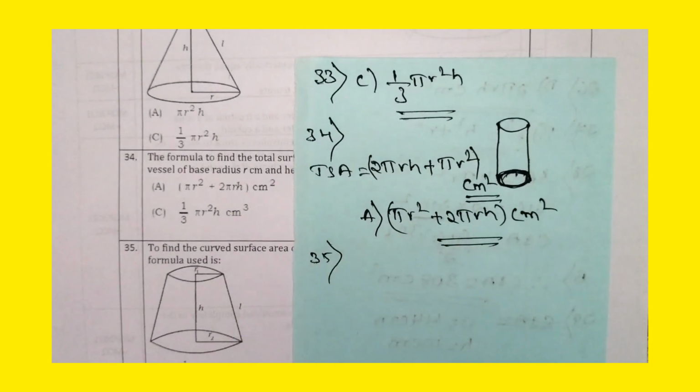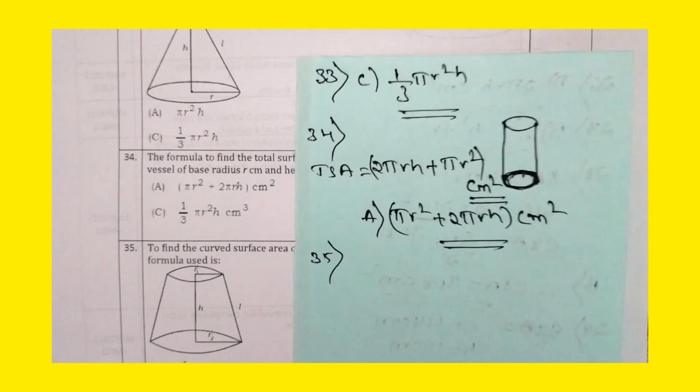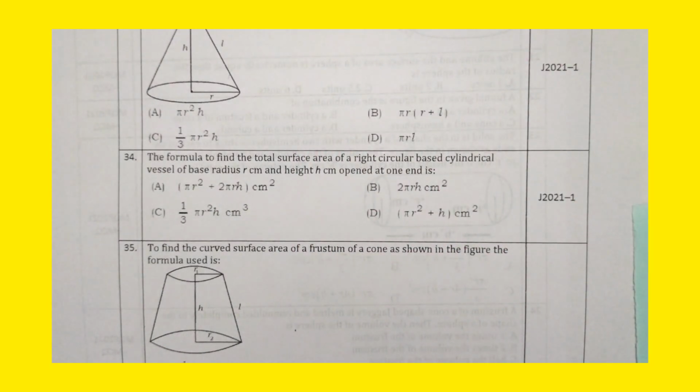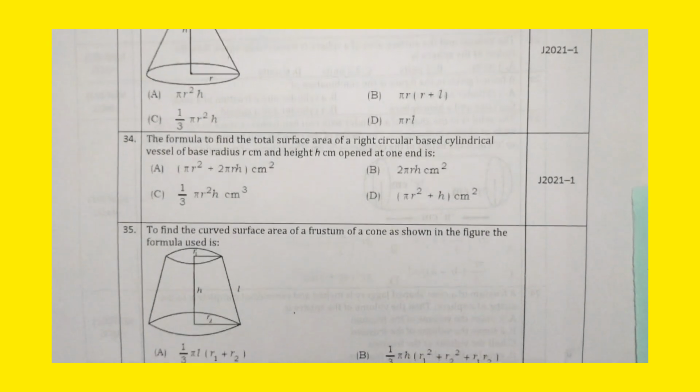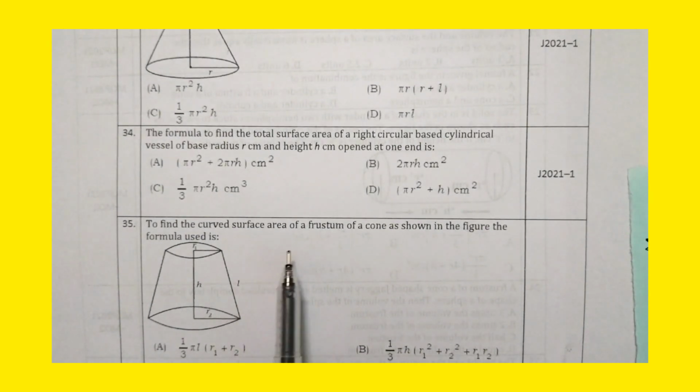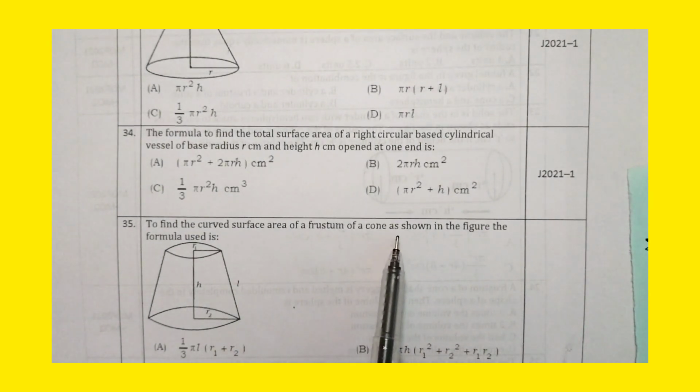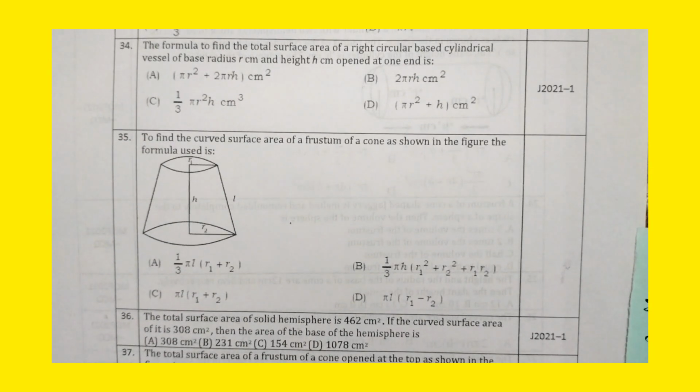question. Now let us move for 35th question. So the 35th question is to find the curved surface area of a frustum of a cone as shown in the figure, the formula used. So we have to find out the curved surface area. So curved surface area of a right circular based cylindrical vessel ಅಂತ ಕೊಟ್ಟಿದ್ದಾನೆ. ಸೊ ಬೇಸ್ ರೇಡಿಯಸ್ 6 ಸೆಂಟಿಮೀಟರ್ ಇದೆ ಮತ್ತು ಹೈಟು ಹೆಚ್ಚು ಸೆಂಟಿಮೀಟರ್ ಇದೆ. ಓಪನ್ ಅಟ್ ಒನ್ ಎಂಡ್.